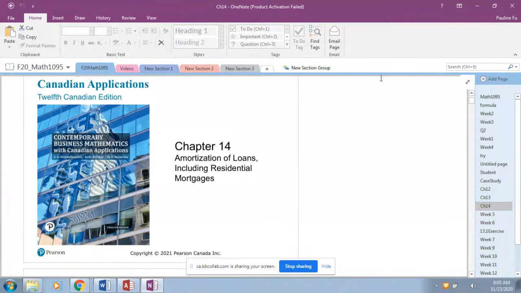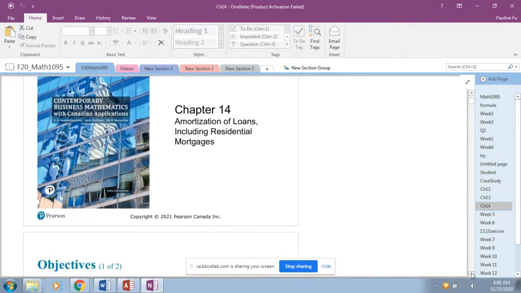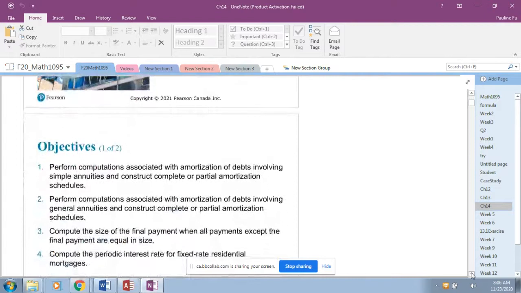The topics included in this chapter are very practical. Your parents, yourself, your friends, your relatives may have a house to pay the mortgage, or after you graduate, you have a nice job, you are planning to buy a house. So you need to calculate the monthly payment. What are the total interest you paid? Okay, etc. So this is chapter 14.